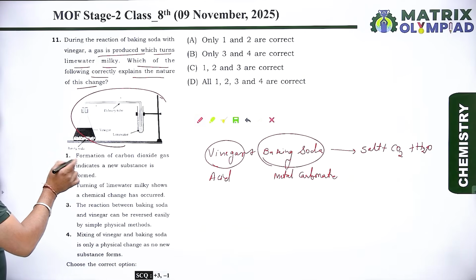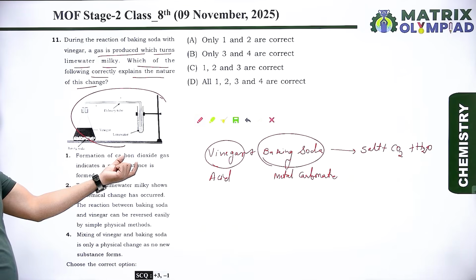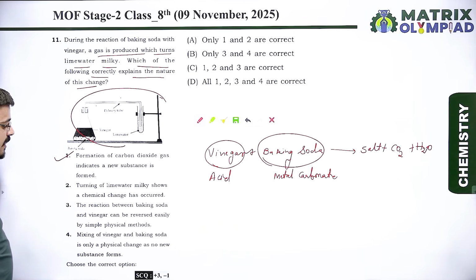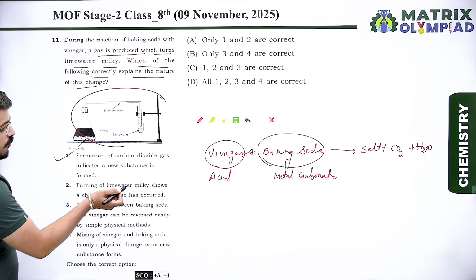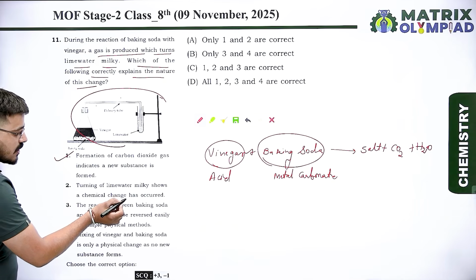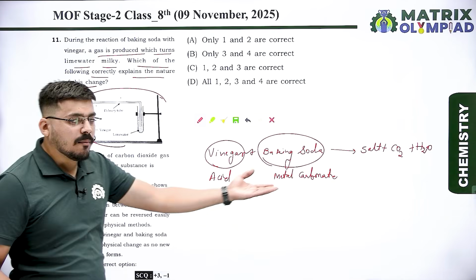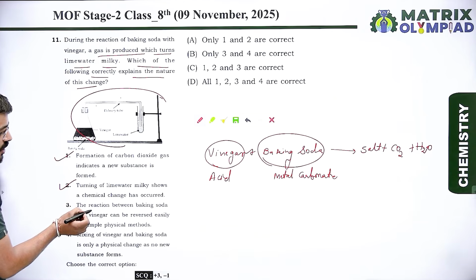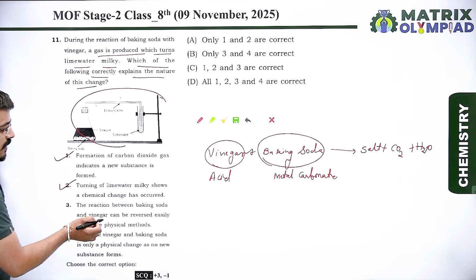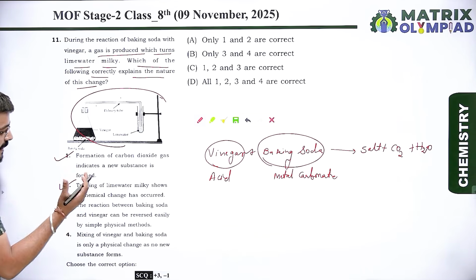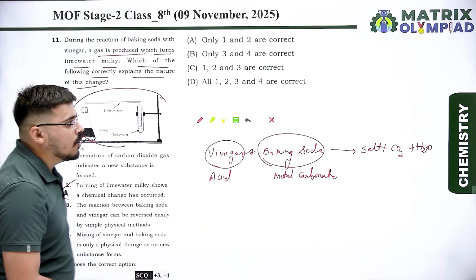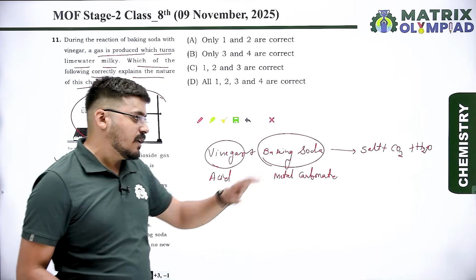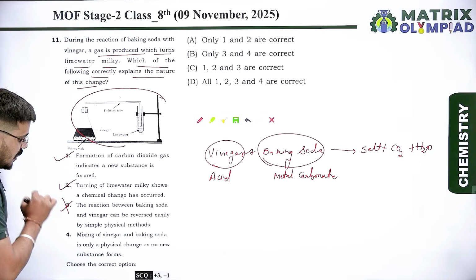Option number 1, formation of carbon dioxide gas indicates a new substance is formed. Yes, number 1 is correct. Turning of lime water milky shows a chemical change has occurred. We know very well this is a chemical change. So option number 2 is also correct. The reaction between baking soda and vinegar can be reversed easily by a simple physical method. No, we can't reverse this reaction just by a simple physical method. So option number 3 is wrong.